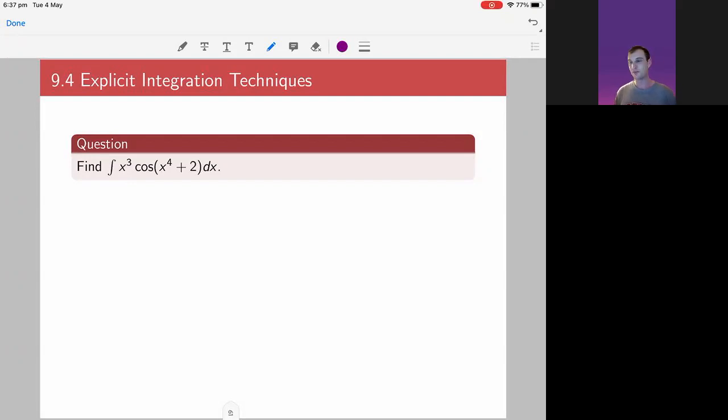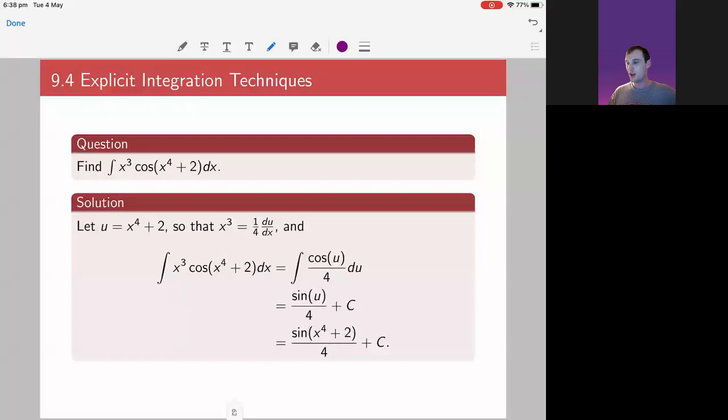So, question. Find the indefinite integral of x cubed cosine of x to the 4 plus 2, and we're integrating with respect to x. How do we do this one? Well, this happened immediately after I described to you integration by substitution, so there's a good chance we're going to have to find a substitution. And indeed, that is the case. And our substitution is as follows.